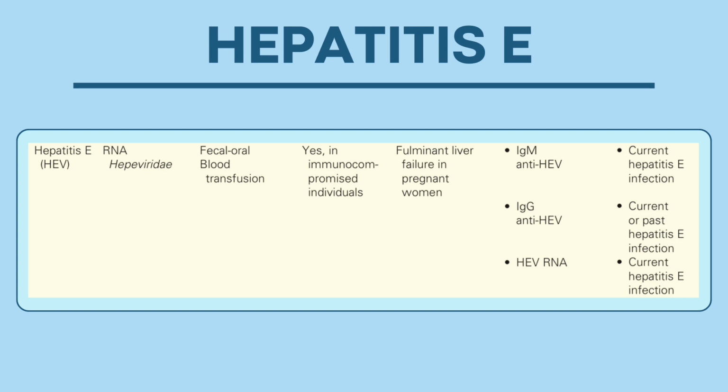Regarding its serological and molecular markers, it includes IgM anti-hepatitis E, IgG anti-hepatitis E, and lastly, hepatitis E RNA. On the other hand, its clinical significance includes current hepatitis E infection, current or past hepatitis E infection, and lastly, current hepatitis E infection.